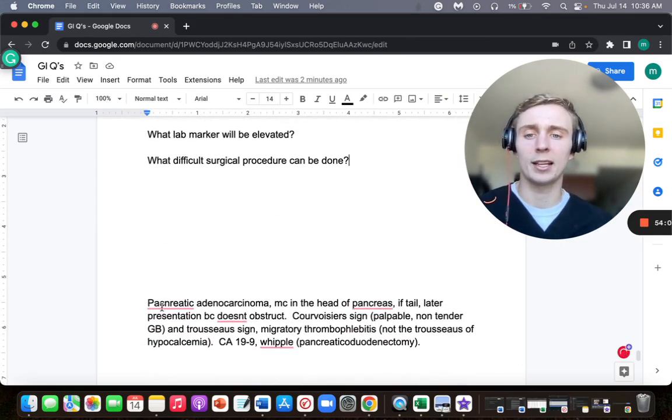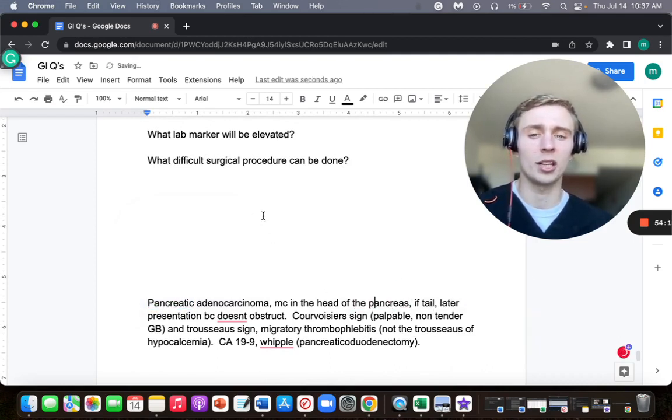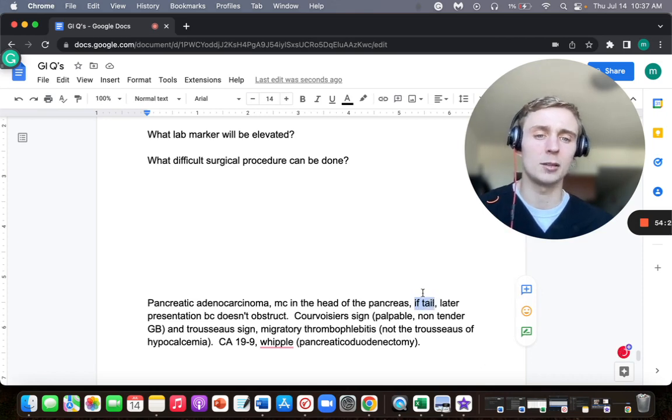This is going to be a pancreatic adenocarcinoma. So pancreatic adenocarcinoma, most common in the head of the pancreas. If the tail, it's a later presentation because it doesn't obstruct as well. Think about it. If it's in the head of the pancreas, it might obstruct the biliary tract there, and you might have some jaundice. But if it's in the tail, you're not really going to be seeing any of the effects, maybe just the pancreas itself effects.